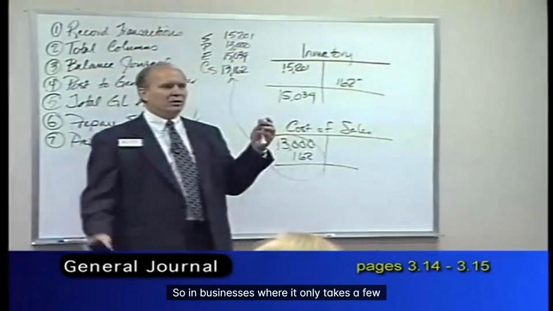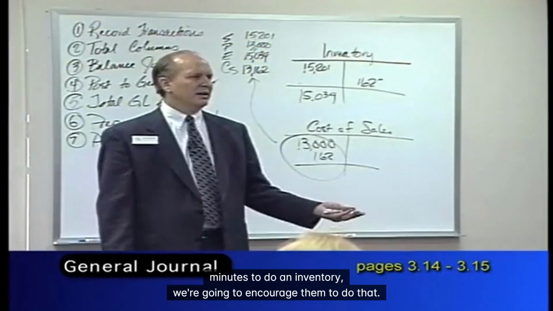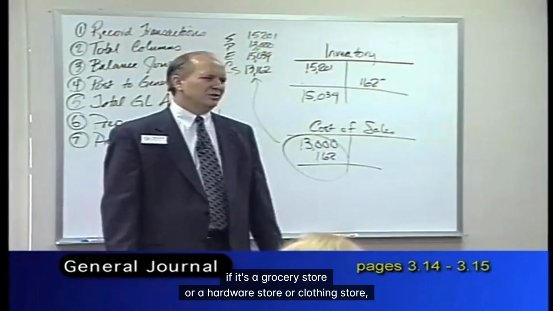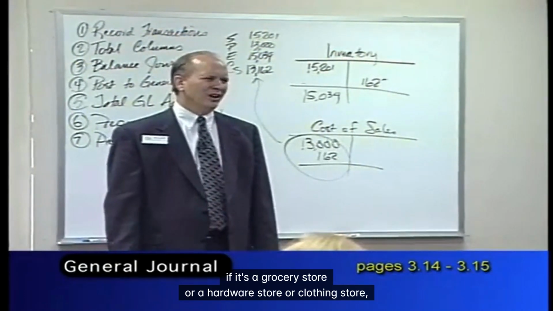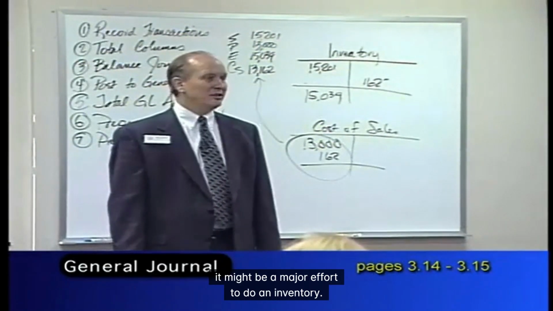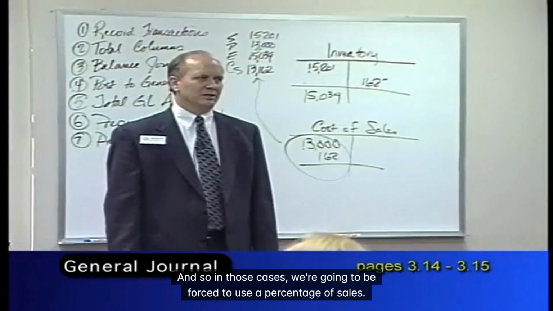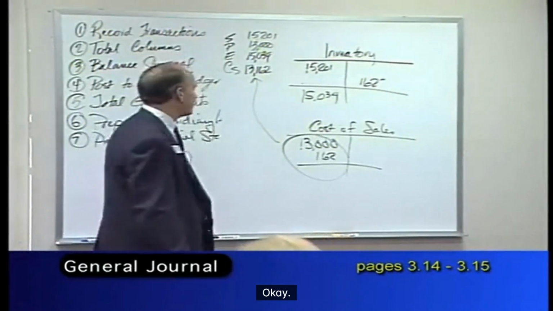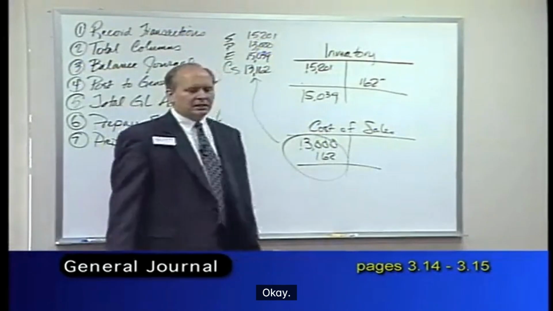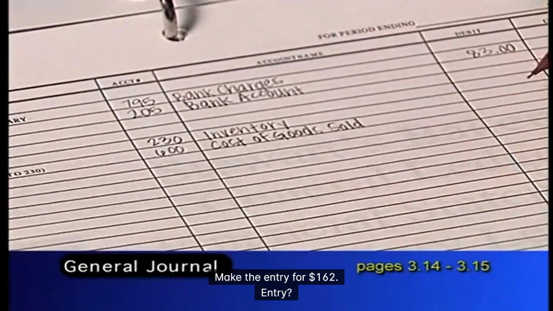So in businesses where it only takes a few minutes to do an inventory, we're going to encourage them to do that. Now, on the other hand, if it's a grocery store or a hardware store or a clothing store, it might be a major effort to do an inventory. And so in those cases, we're going to be forced to use the percentage of sales. So the entry is what? Make the entry for $162, entry F.